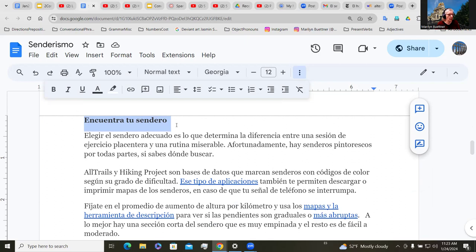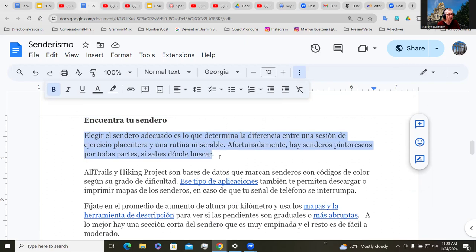Encuentra tu sendero. Find your trail. Y, hay consejos. Hay buenos consejos aquí. There are good, really good bits of advice on this. Anybody want to read or no? ¿Alguien quiere leer aquí otra vez o no? ¿Sí? ¿No? Oh. I don't mind.